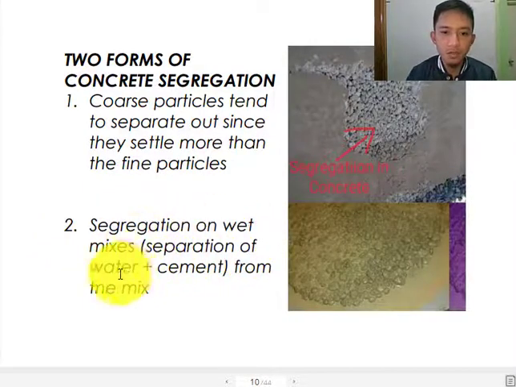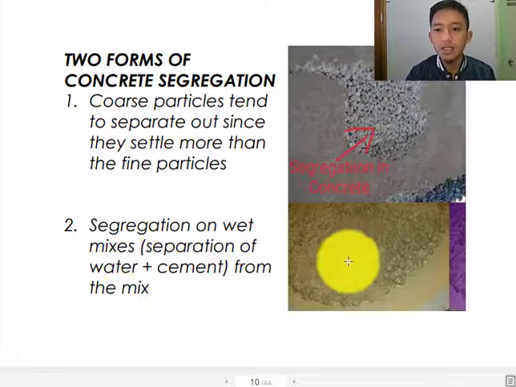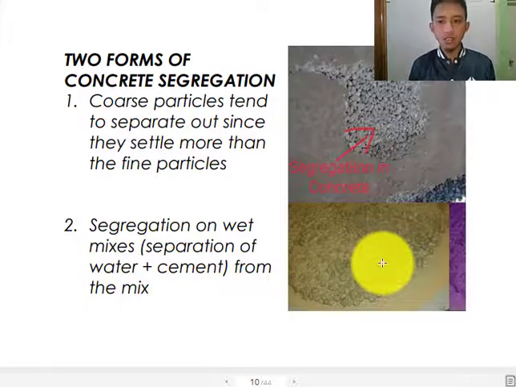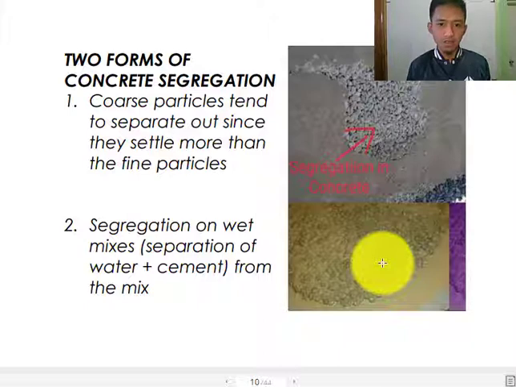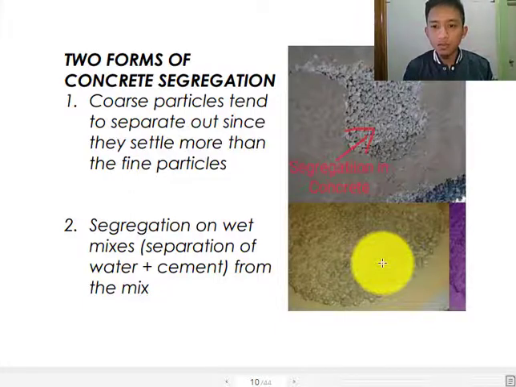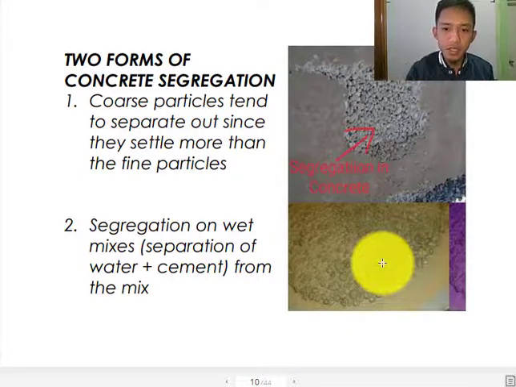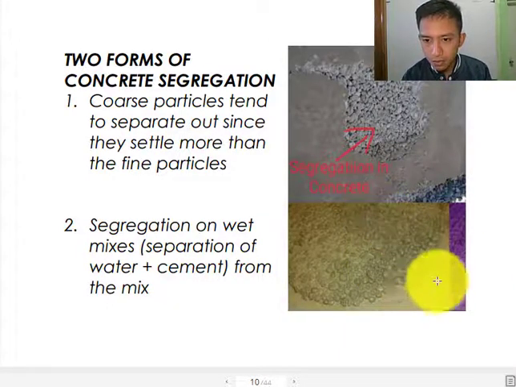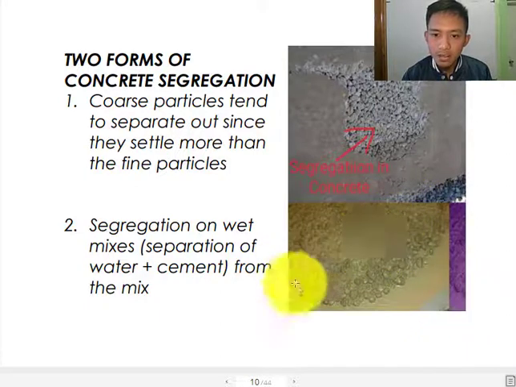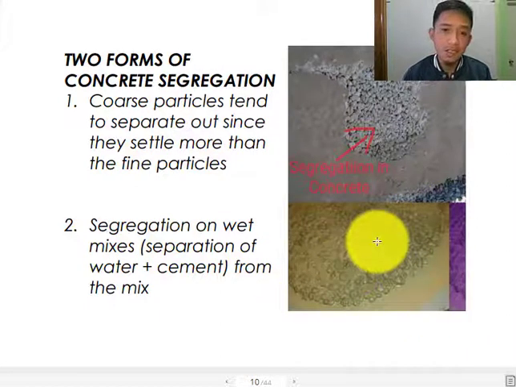And then we have segregation on wet mixes, which is the separation of water plus cement from the mix. That happens if you have too much water in it. The water will carry away the cement paste from the coarse aggregate, washing away the sand and the cement paste. As you can see in the picture, the water is flowing away from the mix itself, so what will be left are just the coarse aggregates.